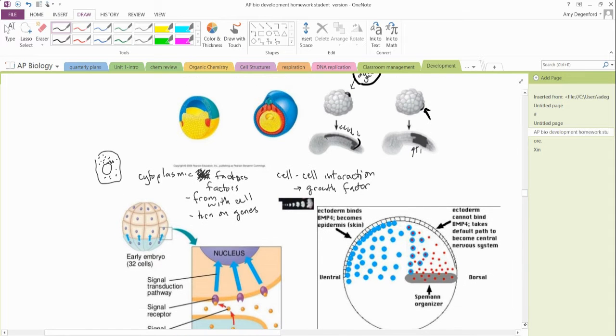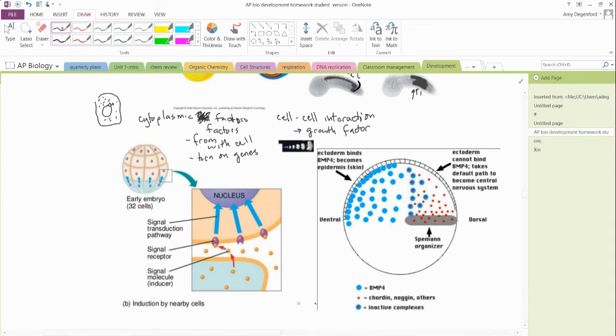Now, in class, we watched the HHMI lecture on stem cells, and let me write this down for you if you missed it or want to watch it again. What they told us is that the stem cells in the embryo have two main things that influence embryonic induction. We have cytoplasmic factors from within. These cytoplasmic factors are from within the cell.